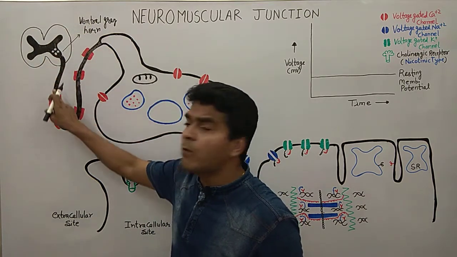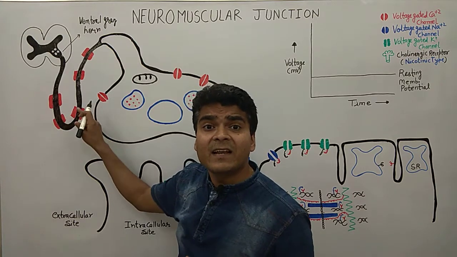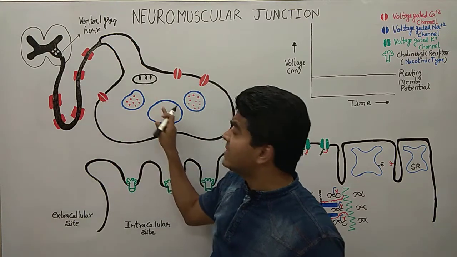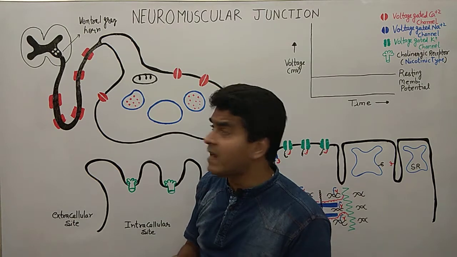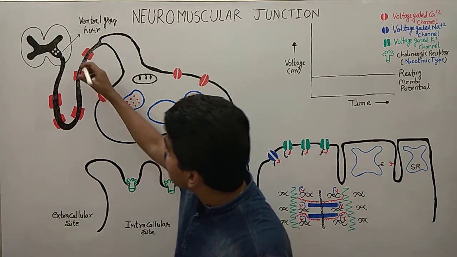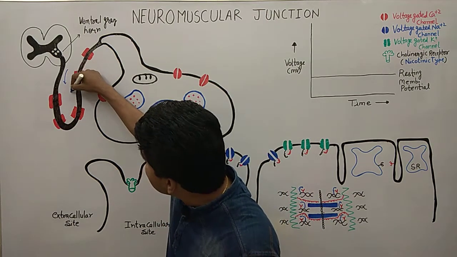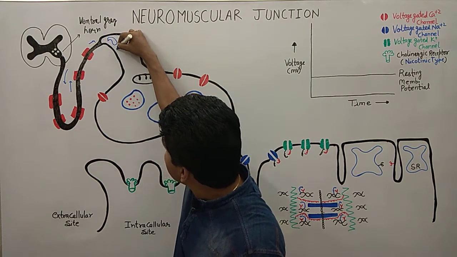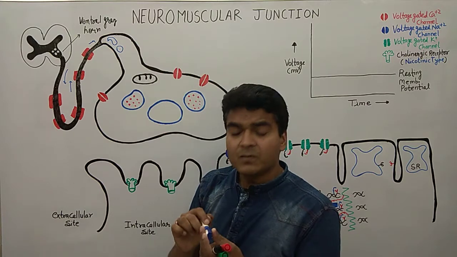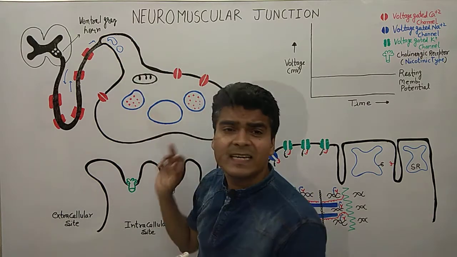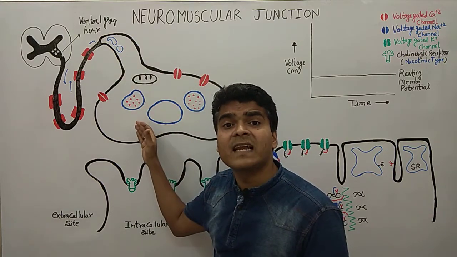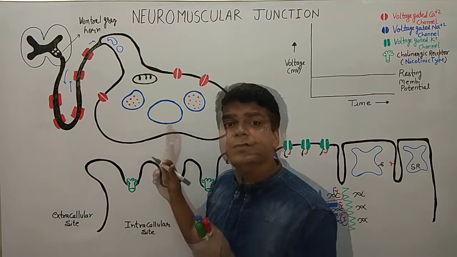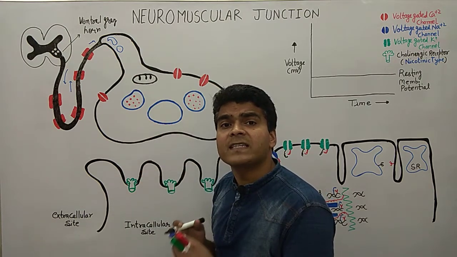From these cell bodies, there is an anterograde transportation of these vesicles, and it reaches into this area. Okay, everyone, so this is how vesicles reach this area. Now just understand how acetylcholine is formed. There are some steps for the formation of acetylcholine.